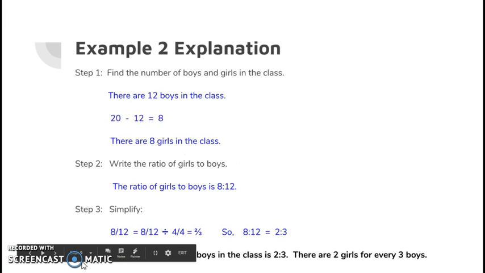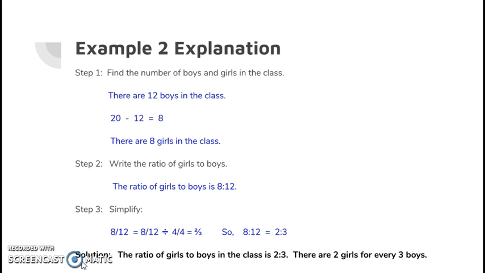For the example 2 explanation, you're going to find the number of boys and girls in the class. There are 12 boys in the class. We know there's 20 students in all, so you're going to have to subtract to find out how many girls are in the class. So it would be 20 minus 12 is equal to 8. There are 8 girls in the class.